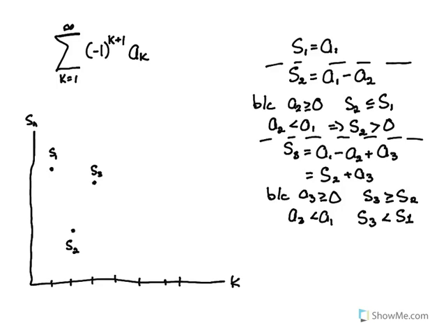And then we repeat this process. Because the series is alternating, S4 will be below S3, but because the sequence a_k is decreasing, when you subtract, you won't quite get back to S2. So S4 will be over here.